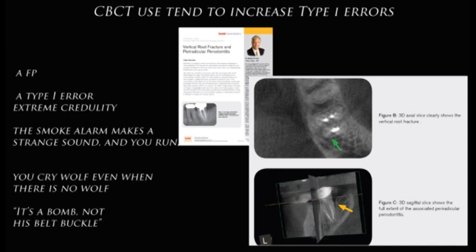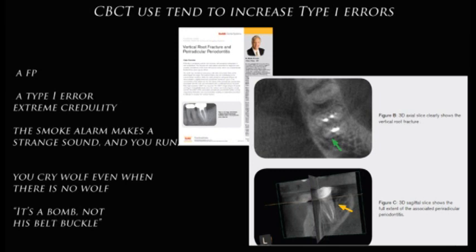And cone beams tend to increase type 1 errors. This is just one of the papers. It's kind of the poster child for this. Axial slice clearly shows the vertical root fracture. I don't think so. An error of extreme credibility. The endodontic literature is filled with these kind of errors. Almost every single one has these kind of errors.